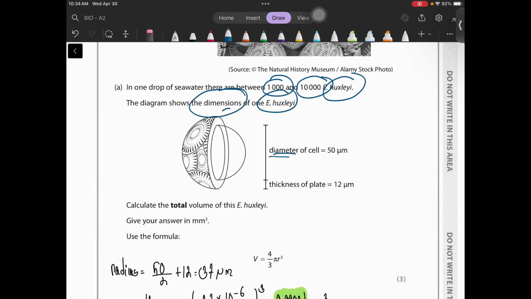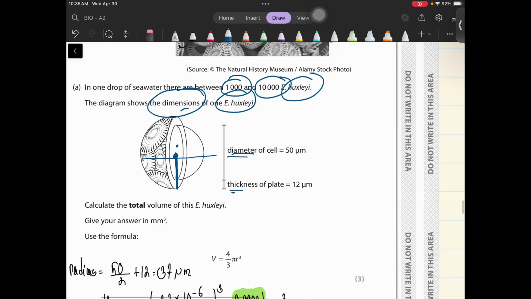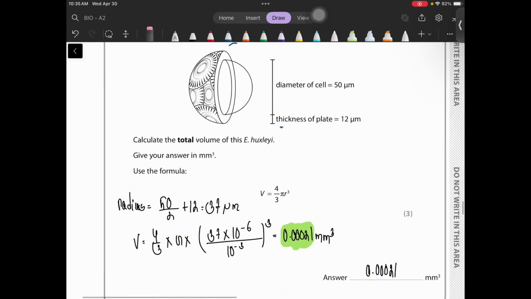So this is the diameter of the cell and the thickness. To find the radius, suppose this is the diameter, and the half point of the diameter is going to be the radius. For the radius, we have to include the thickness as well, because the radius is from the center to the perimeter, or the circumference. So from the center to the circumference, not up to here, but from the center to here. No, that wouldn't be the answer.